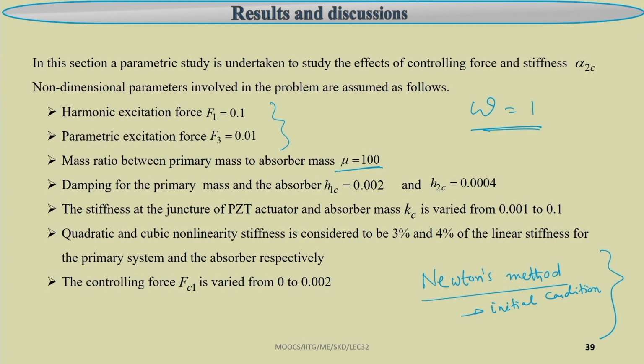So, the stiffness at the junction of the PZT actuator and the observer of mass Kc is varied from 0.001 to 0.1. Quadratic and cubic nonlinearity stiffness are considered to be 3% and 4% of the linear stiffness of the primary system and the observer respectively. The controlling force Fc1 is varied from 0 to 0.002.